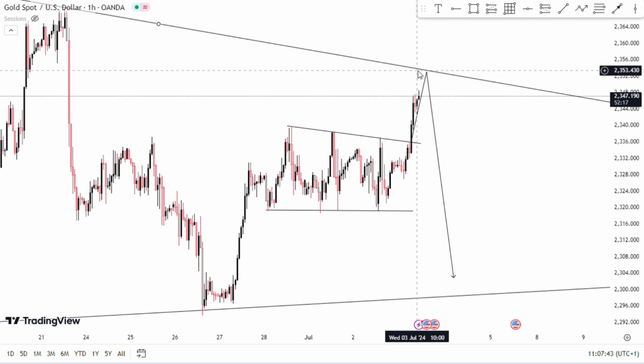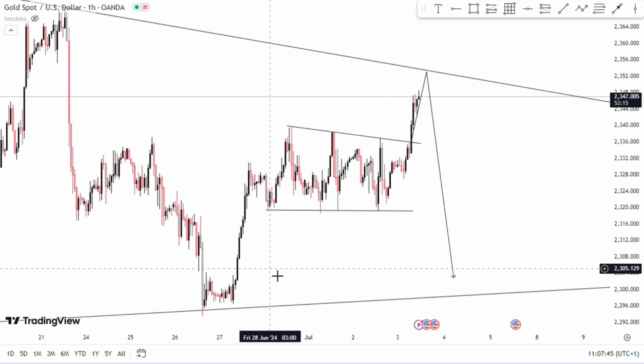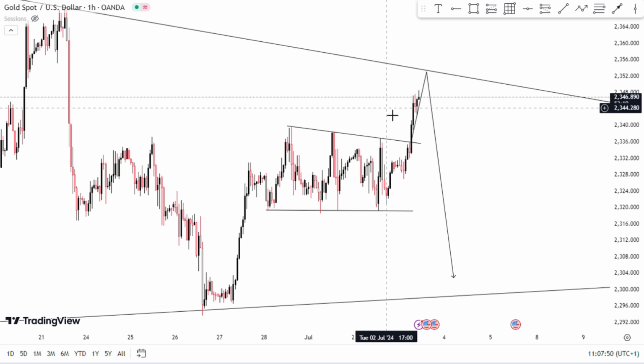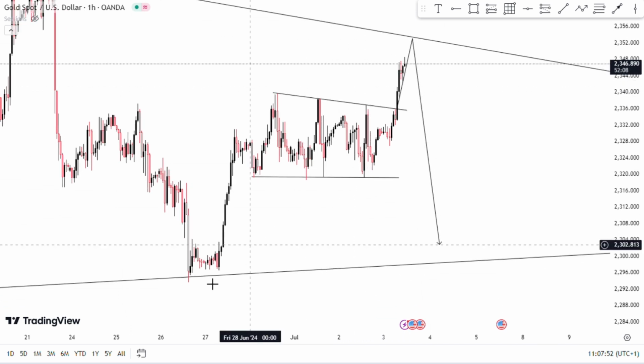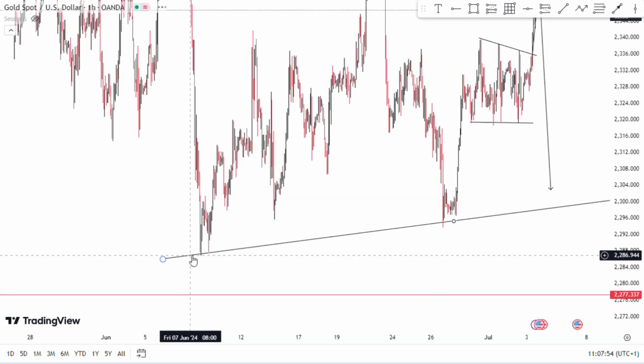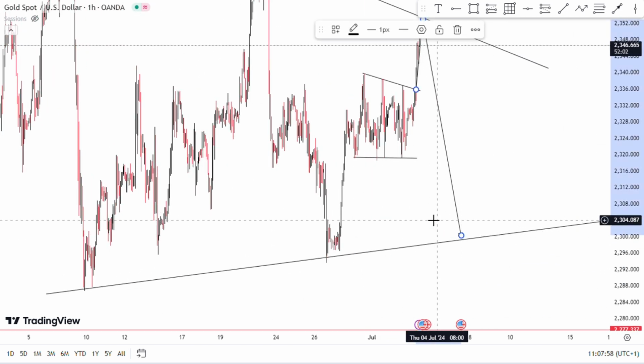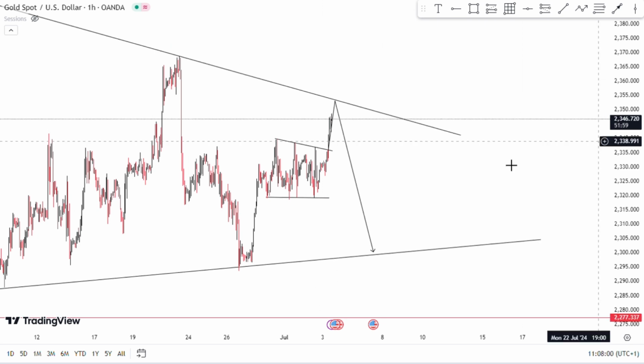Where's the next liquidity for price to take? Downside. So what I'm expecting is for price to first take out this particular liquidity. Once price takes out this liquidity, it creates another liquidity below here. There's the first one, there's the second one, and then it creates another third one here, and then probably goes up.